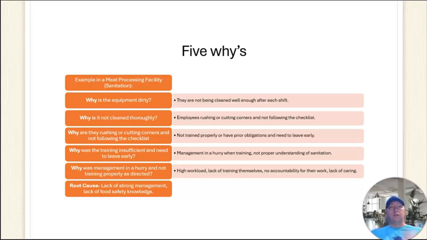Why was management in a hurry and not training properly as directed? Well, management could be under high stress with staff or high workload, or lack training themselves. They could also have no accountability for their work or lack of caring. Ultimately, here you get to the root cause of it. It could be lack of strong management or lack of food safety knowledge. This is something you could use for many different processes within your system.